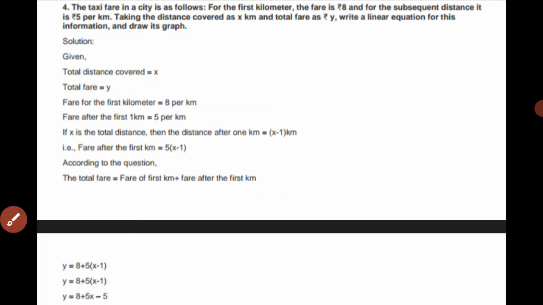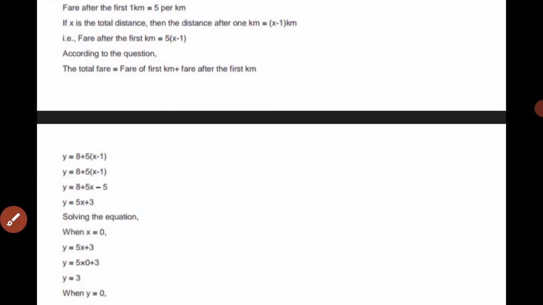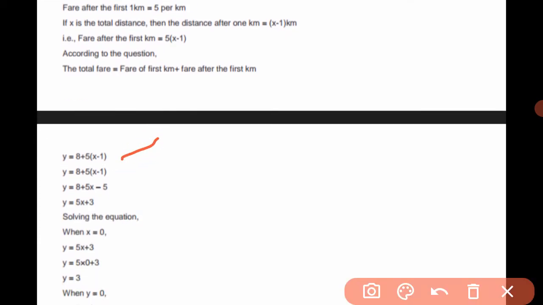So here the equation will be formed: y equals 8 plus 5 into (x minus 1). For the first kilometer it was rupees 8, so y equals 8 plus 5(x minus 1). When we solve this equation, by solving, y equals 8 plus 5x minus 5.